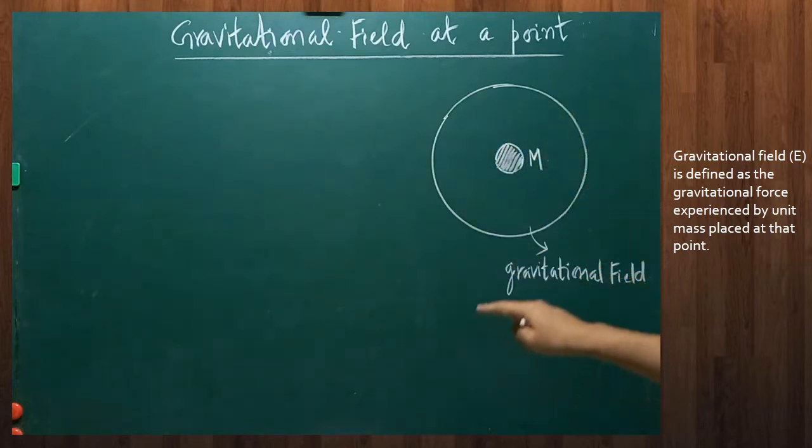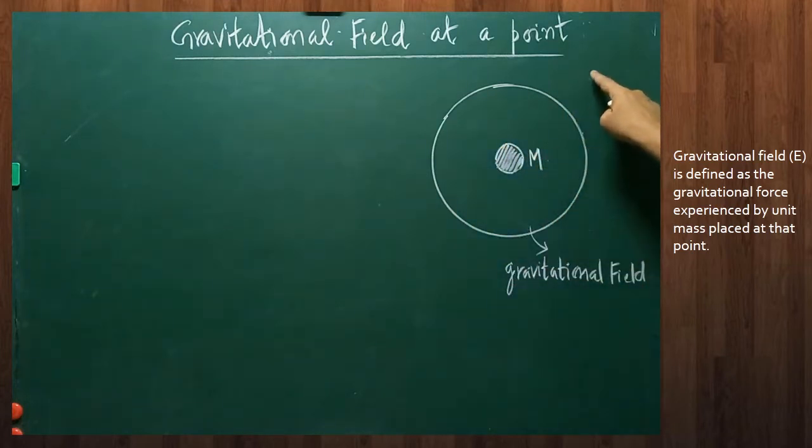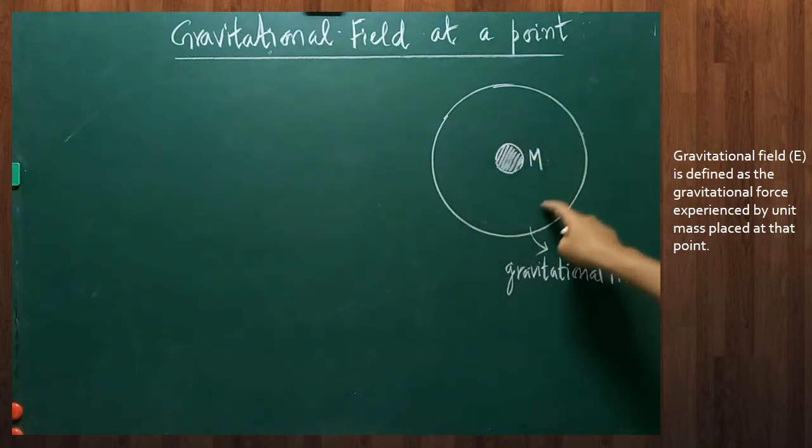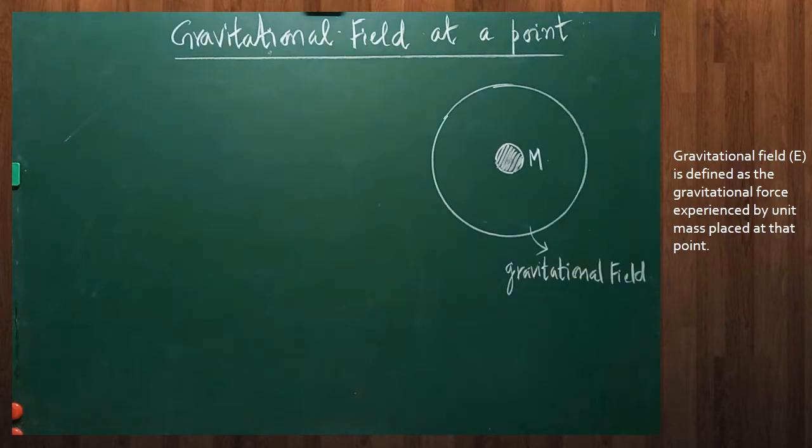Gravitational field. Here, if you take any point outside, the gravitational force experienced by any other mass will be zero. Therefore, the gravitational field is absent here. There is no gravitational field of this mass. So, in this region alone, the gravitational field exists. Here we are going to derive the expression for gravitational field.